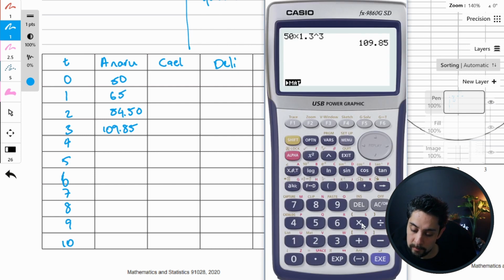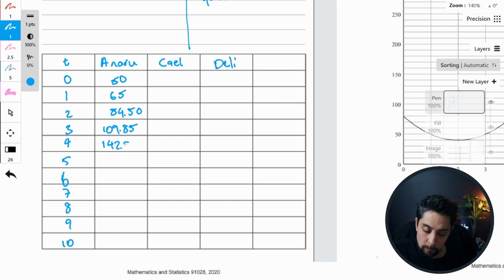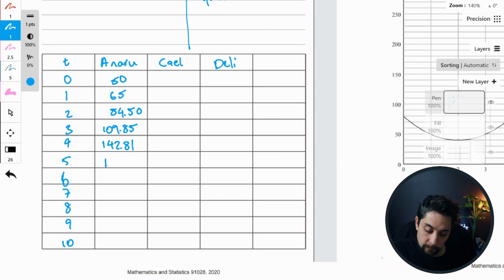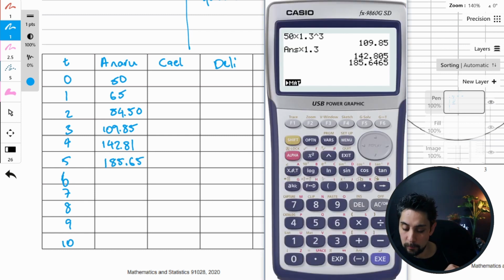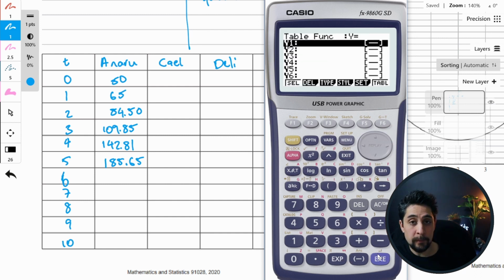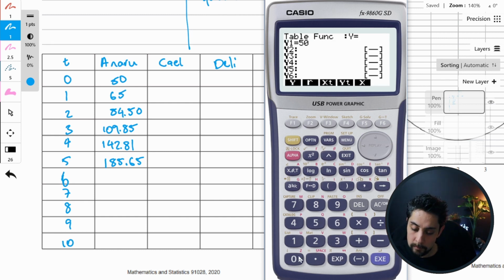Another slow way is if we just multiply this by 1.3, 142.81. Press equals again, 185.65. So again, that's the slow way of doing it. Instead, we're going to do it a different way. Go to the menu option, and we're going to go to the table function. Now in this table function, we're going to write all three equations. So we're going to start off with Anaru's 50 times 1.3 to the power of t. But in this case, t is x.